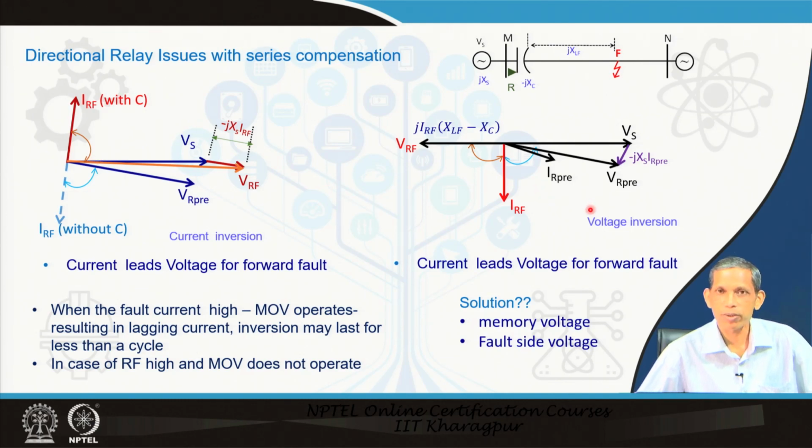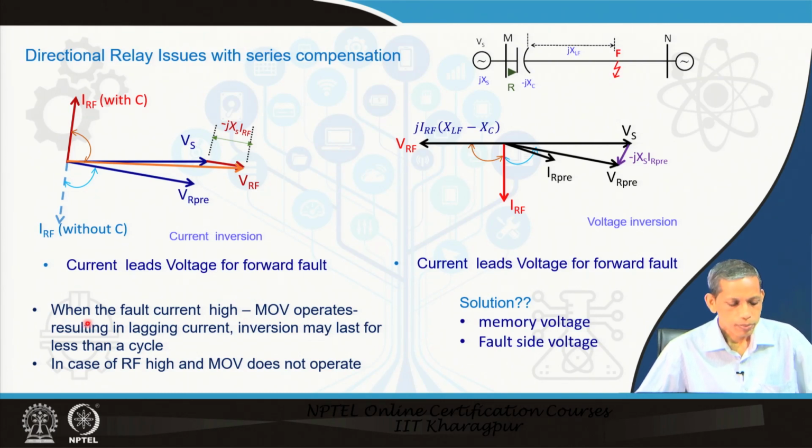Now, in the voltage inversion case, the corresponding voltage becomes antiphase to the normal voltage phase position. Similarly, the corresponding current now leads the corresponding voltage, even though the fault is forward. This will also create a problem in this perspective. So, in both cases we see that the current leads the voltage, and that is the issue, whereas it should lag as in the normal system.